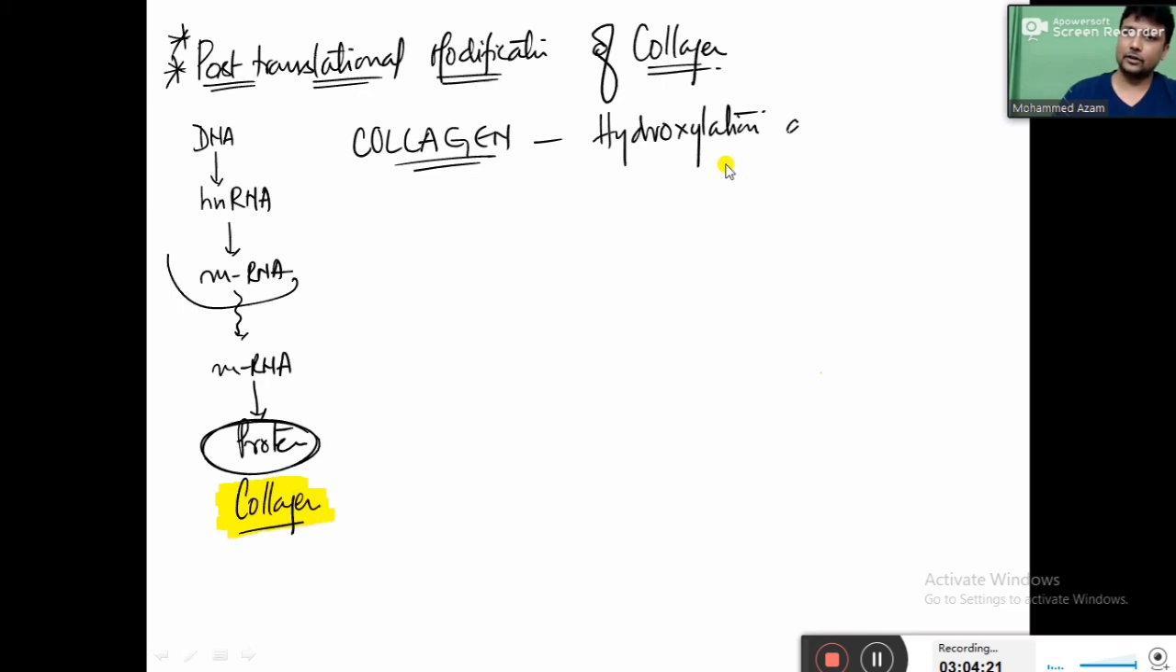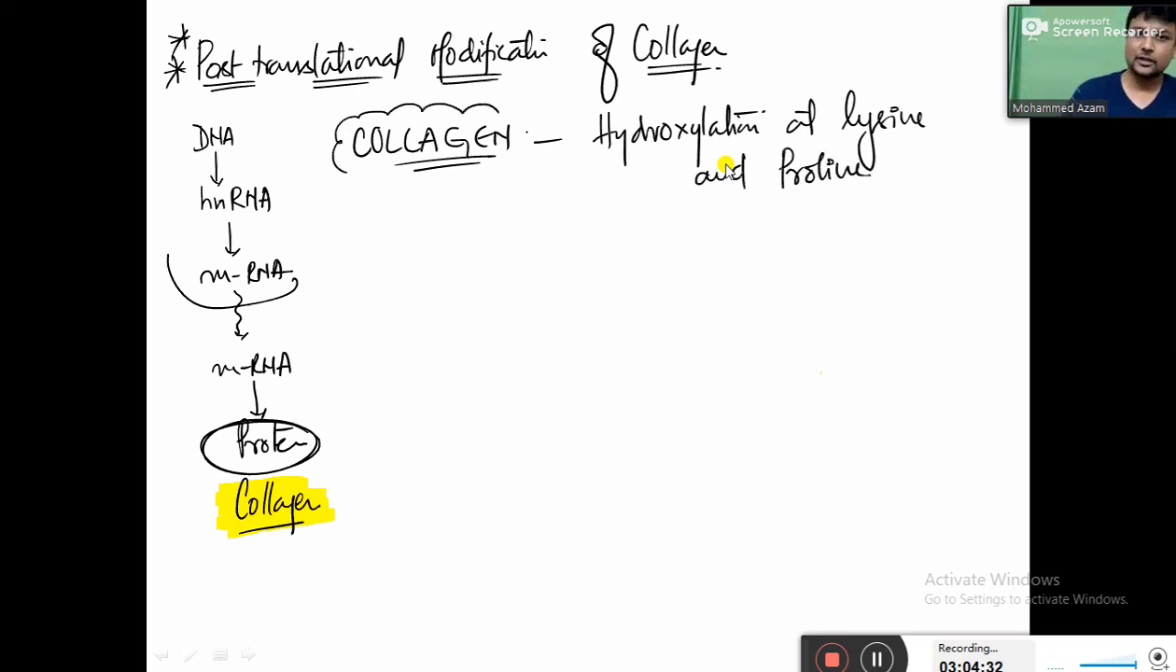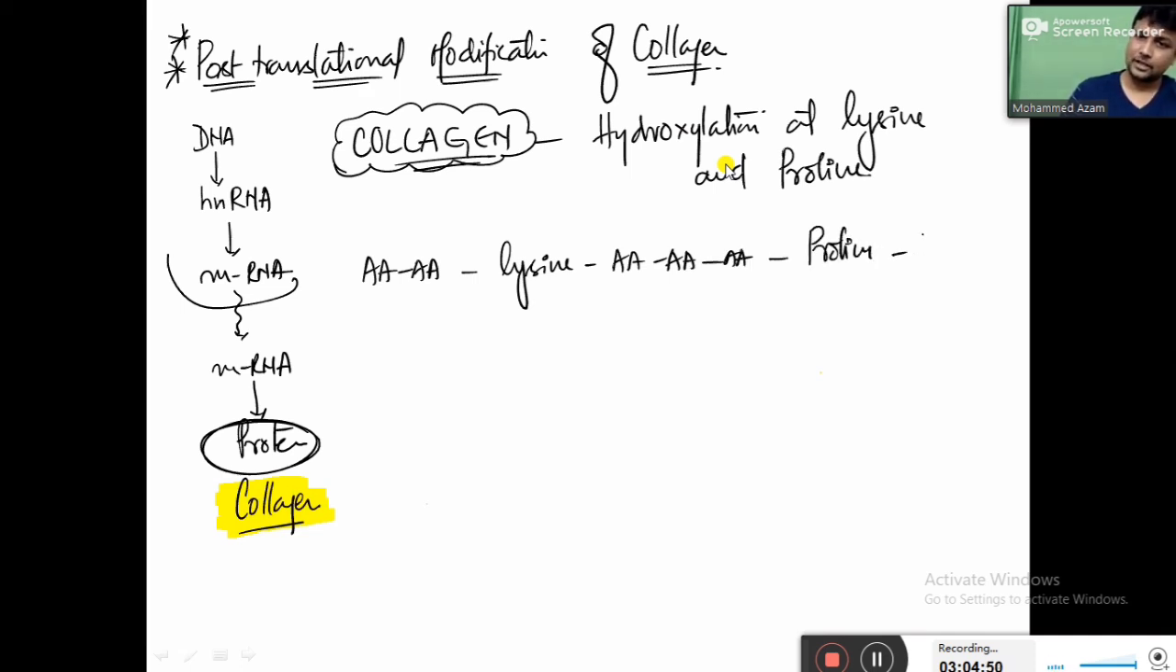And where is hydroxylation taking place? At lysine and proline. Look here, my dear friends, what is collagen? It's a protein. Protein means what? Polymer of amino acid, made up of many amino acids. And somewhere in the middle you are having an amino acid known as lysine. Somewhere in the middle you are having proline, something like that. Understanding? So this is our imaginary diagram, sir.